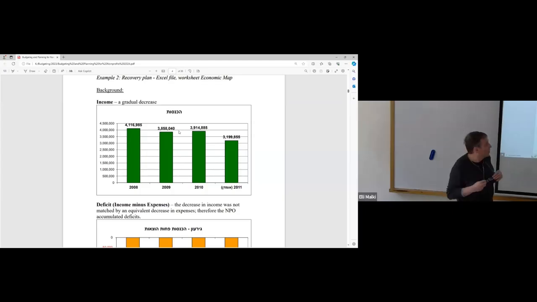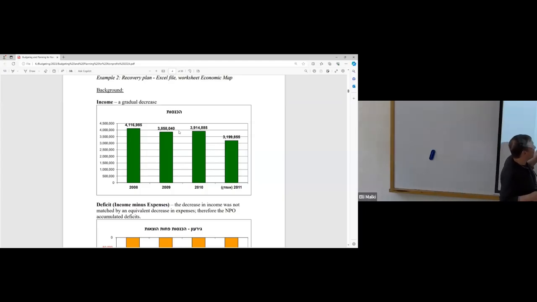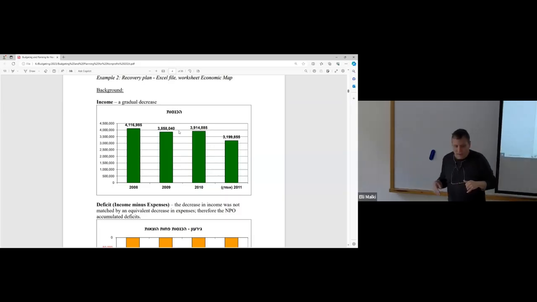So the organization experienced a reduction in income, gradual, and you can see it's not linear. For example, between 2009 and 2010, there was a small increase in income, but overall, you can see the trend of income going down from 4.1 million shekels in 2008 to 3.1 million or 3.2 million shekels in 2011. So that's almost a million shekels reduction.